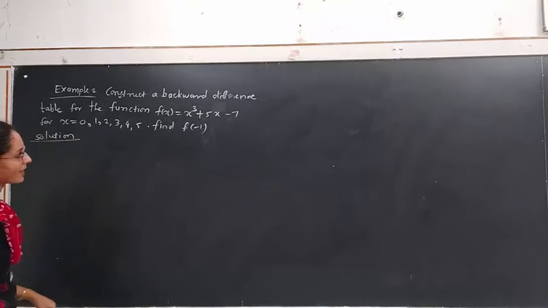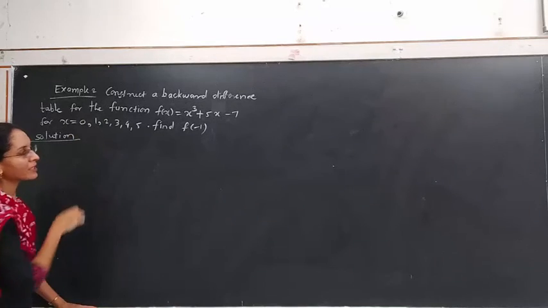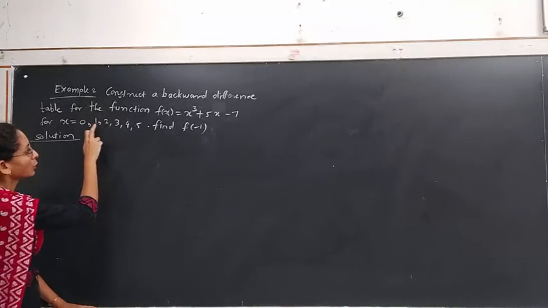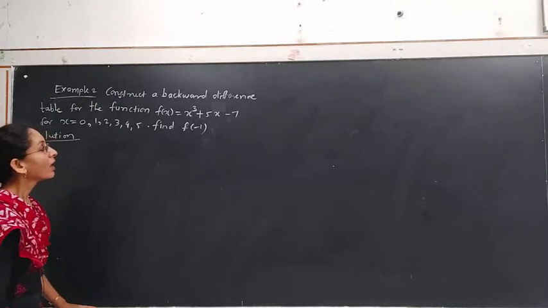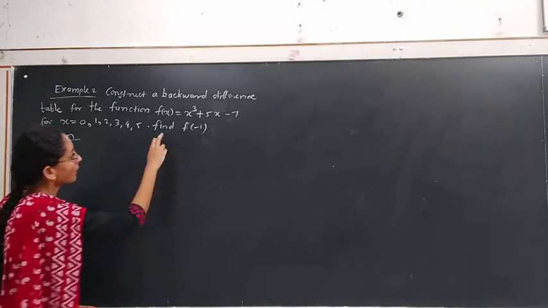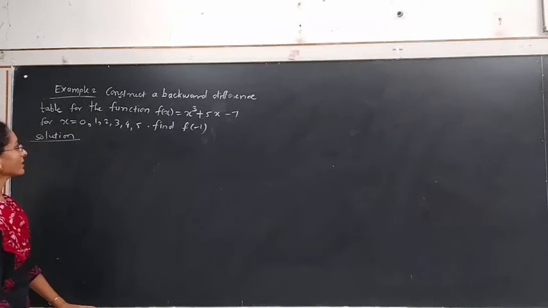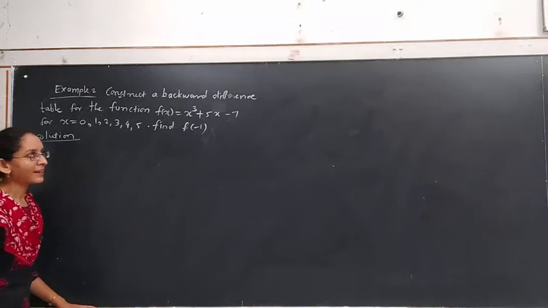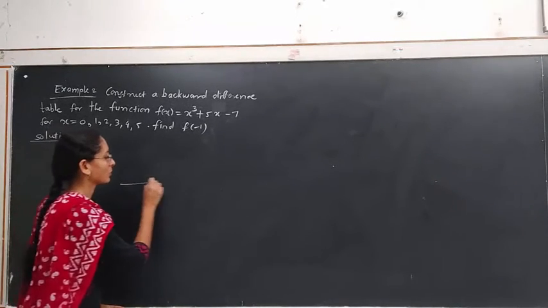See, these 6 values of x are given. The difference between 0 and 1 is 1. The difference between 2 and 1 is 1. Hence the value of h is 1. We also have to find the value of f of minus 1. Minus 1 is at a distance of 1 towards the left from the point 0.